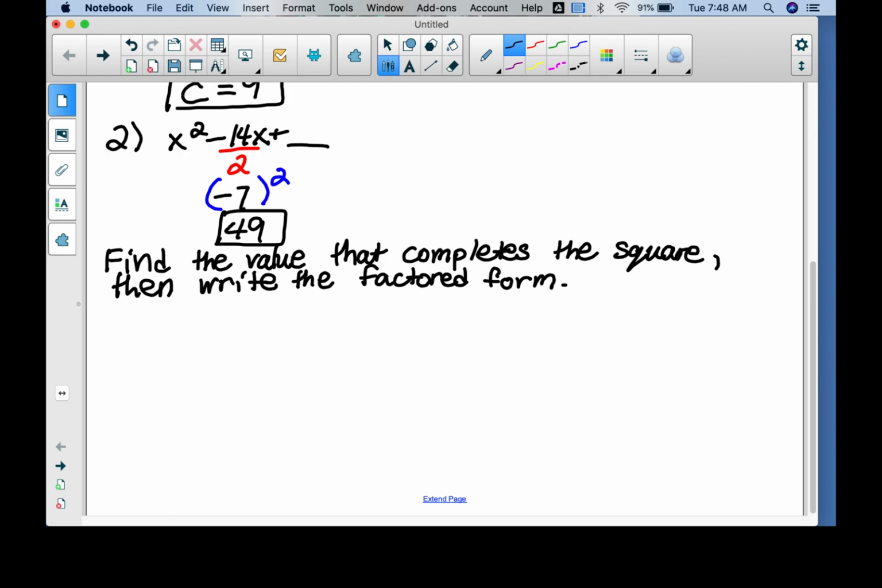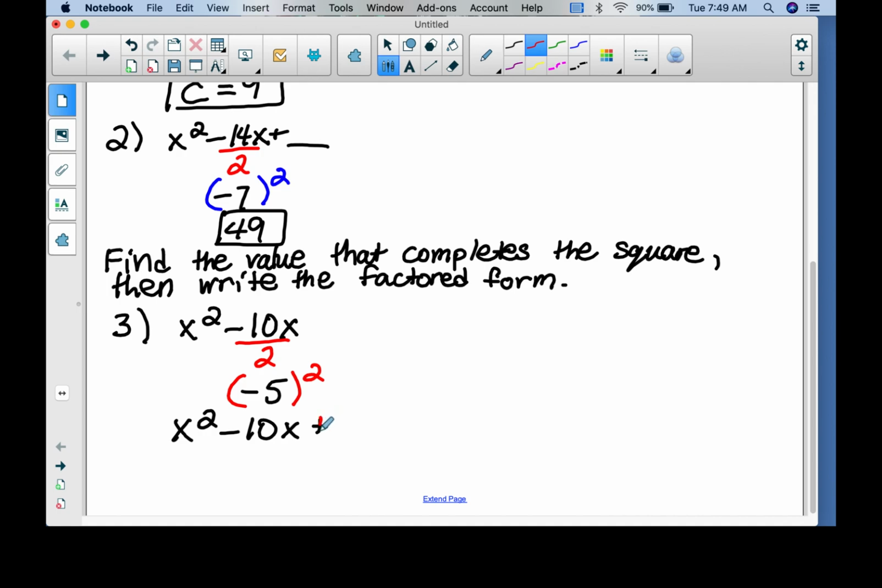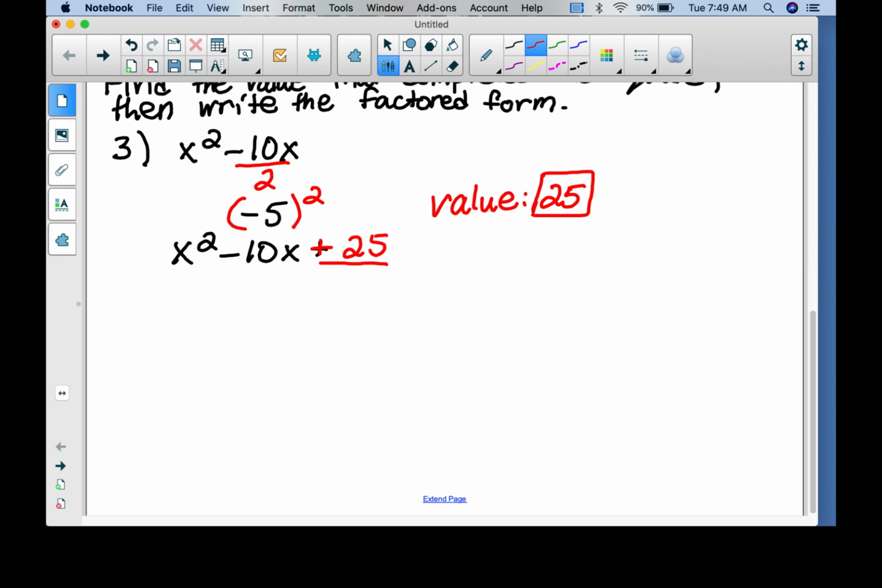All right, so what we want to do is same thing we did on the previous examples. This will be x squared minus 10x. We're going to divide by 2. We get an answer of -5. And then we'll square that answer. So technically, our perfect square trinomial would be x squared minus 10x plus 25. That plus 25 is the value that completes the square or makes our perfect square trinomial. Again, if you were just doing that part, that would be all that you would enter in that space.